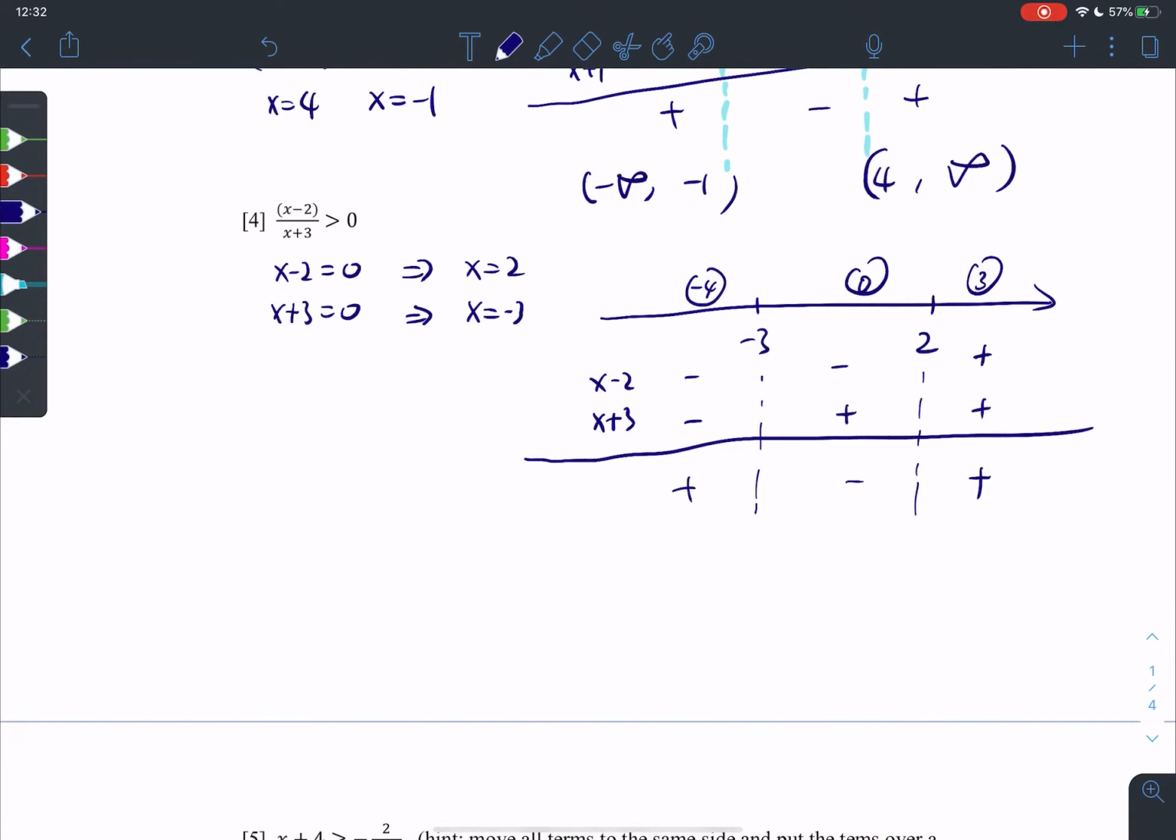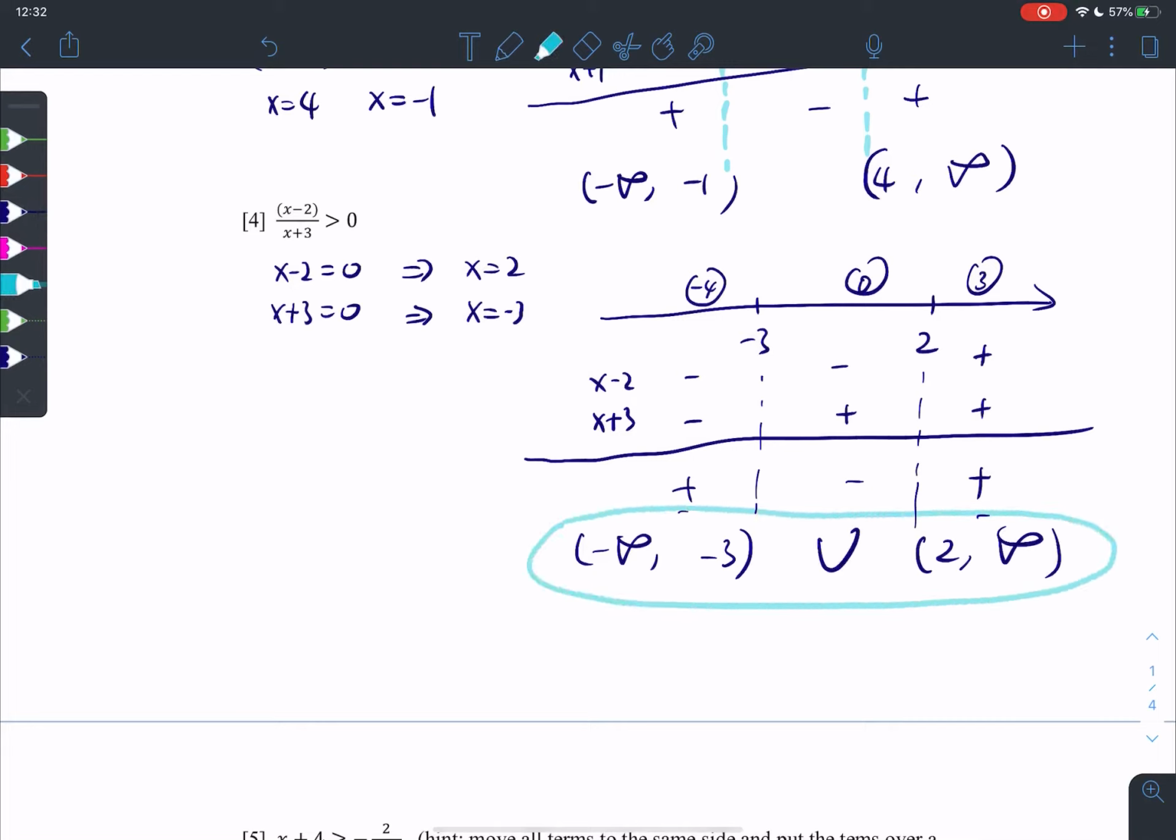And don't forget, your problem actually had strictly greater than, so your final answer is to pick the positive pieces: -infinity through -3 and 2 through infinity, combined together. So that's what you have as the final answer.